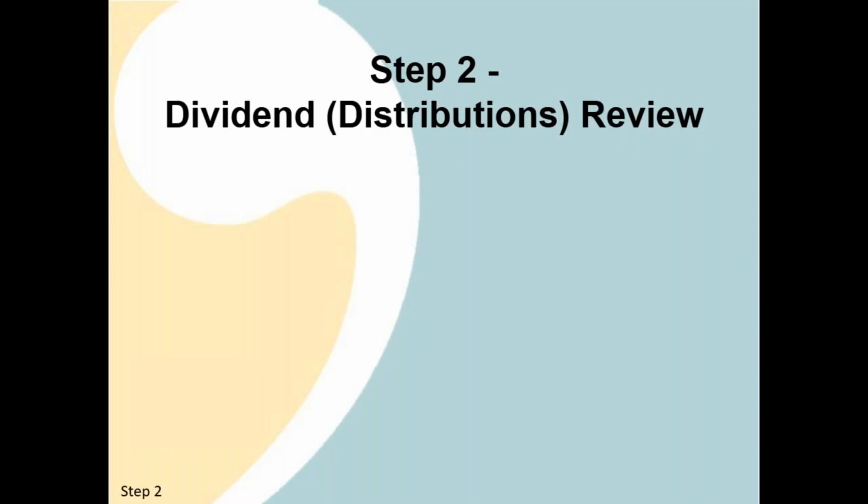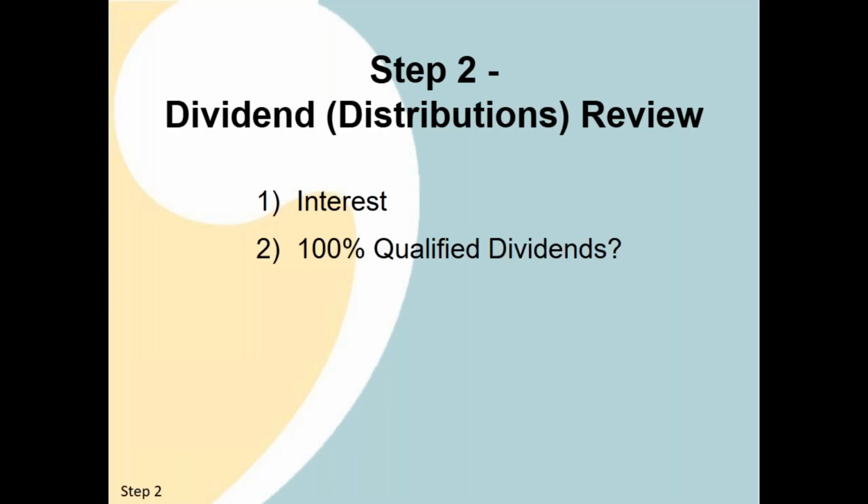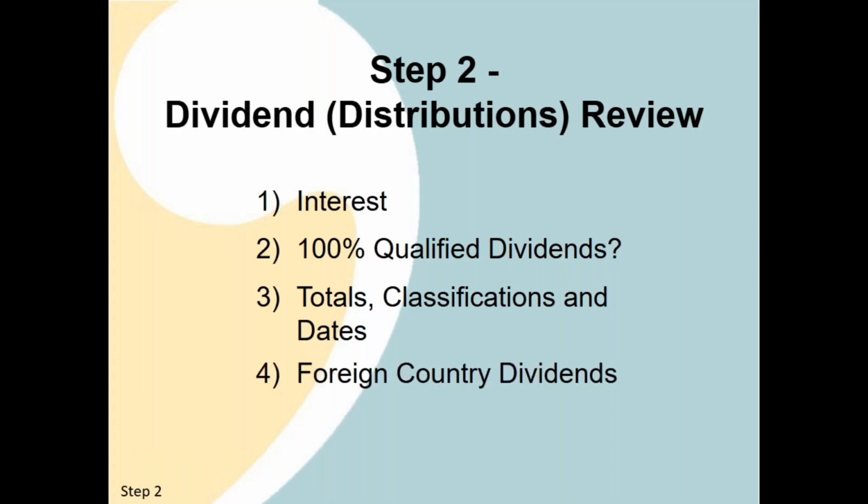There are 4 different things you need to do during this step. First, you need to check that the interest entries shown in bivio agree with what your broker shows on the 1099 INT. Second, you need to make sure you've identified the investments in bivio that don't pay 100% qualified dividends. Third, you need to make sure that the total amounts and the dividend classifications agree with your broker and make any adjustments needed if they don't. Fourth, for any dividends paid by foreign companies or ETFs or mutual funds that hold foreign investments, you'll need to make sure the proper country is identified and enter what percentage of the dividend is foreign income. Next, we'll show you how to do each of these steps.